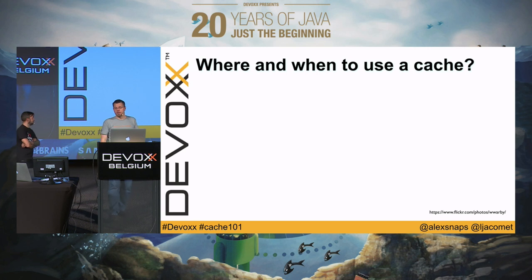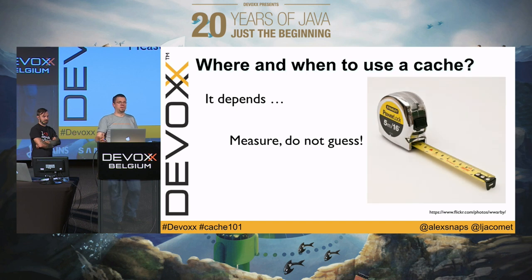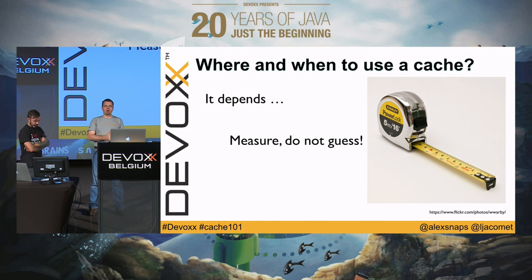So, from there, where and when to use a cache? Well, I guess we're going to have the cheesy answer. It depends. Measure, do not guess. So once more, we're looking at a performance-oriented solution. Caching is a performance-oriented solution. It comes with drawbacks that we'll discuss later. So just don't activate caching because it looks cool.